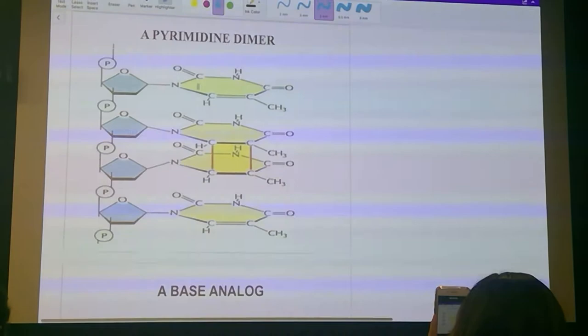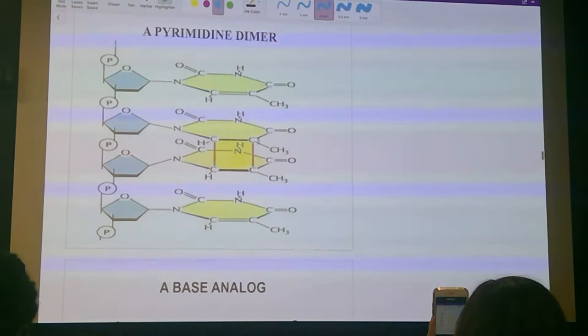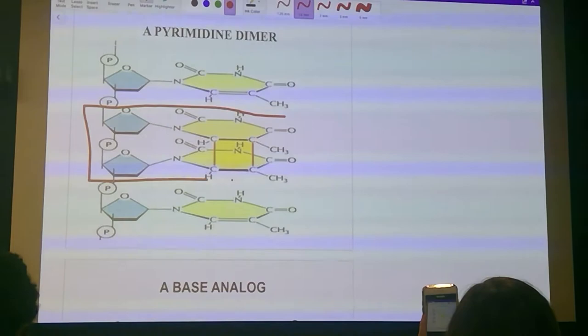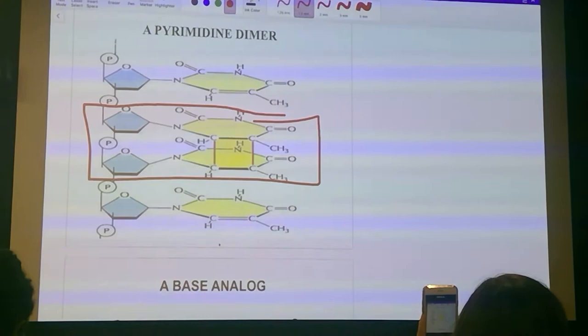Okay, so pyrimidine dimers, just know that they're caused by sunlight, and the way to repair pyrimidine dimers is through cutting out the dimer and replacing it. I forgot what they're called, but I'll get to it during that slide.